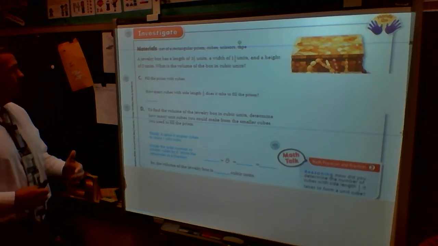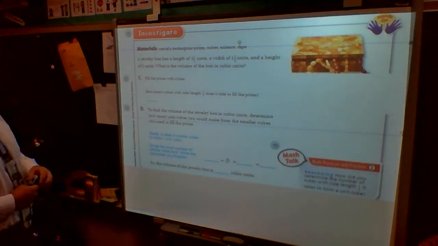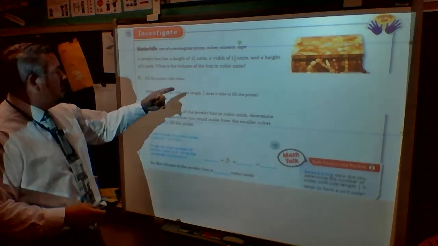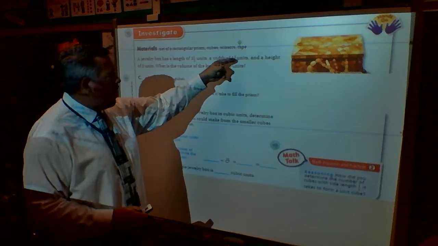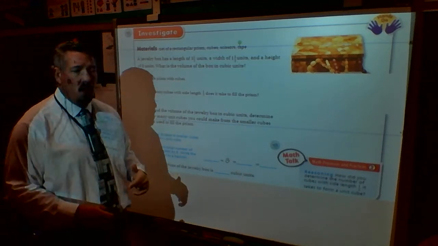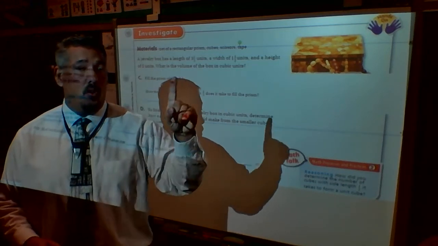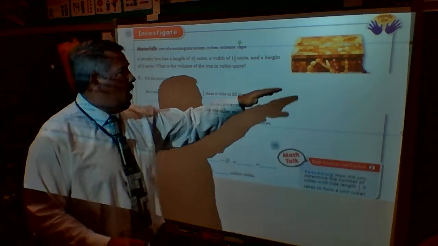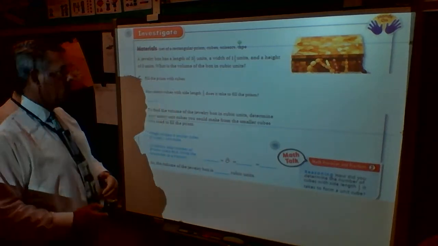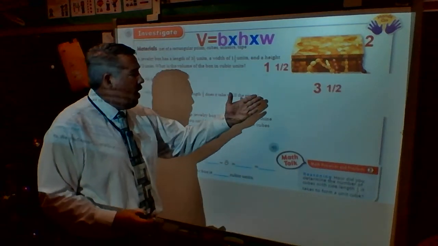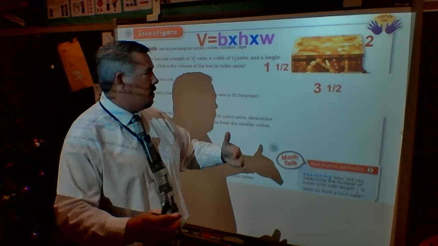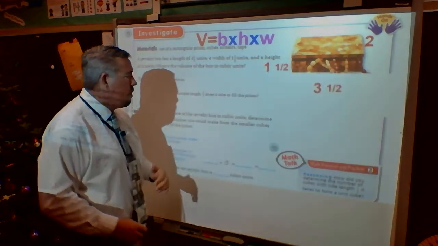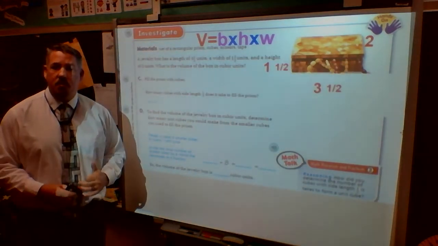So when I look at this situation, when I have C, it says I'm going to use this jewelry box, and this jewelry box has 3 measurements: 3 1/2 units, 1 1/2 units, and 2 units. I want to figure out how many of those half unit cubes it takes to make it up, and I want to figure out, well, what is the volume of this jewelry box? So when I use those numbers, a length of 3 1/2, or base of 3 1/2, a height of 1 1/2, a width of 2, I can figure out both of those questions.